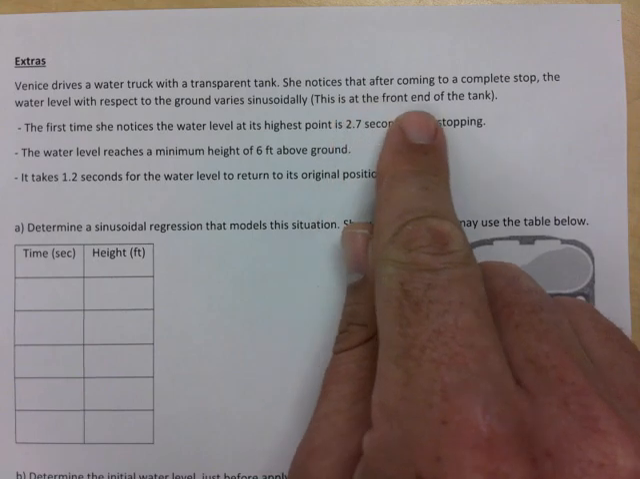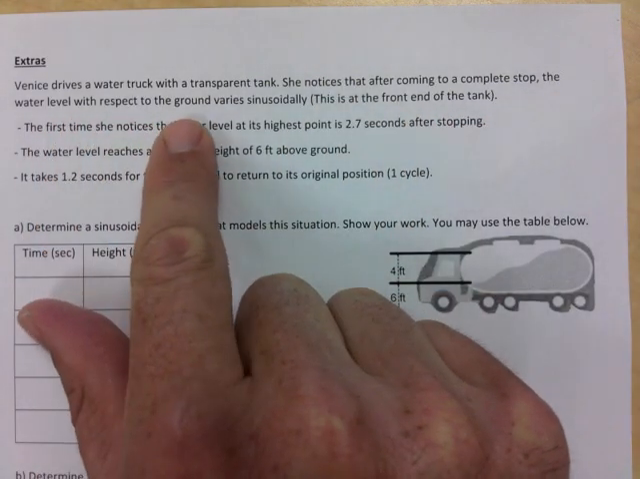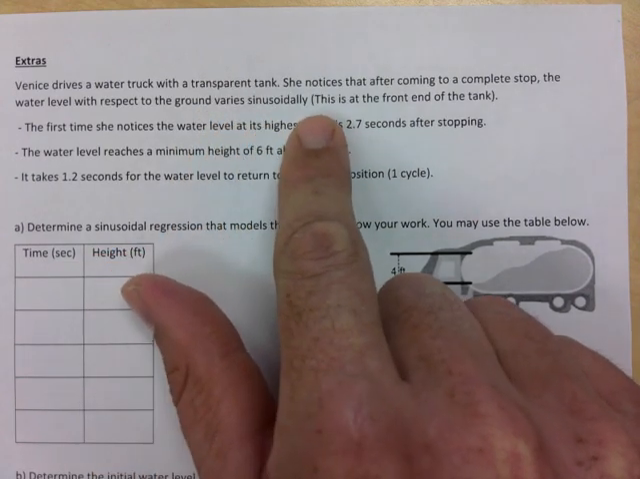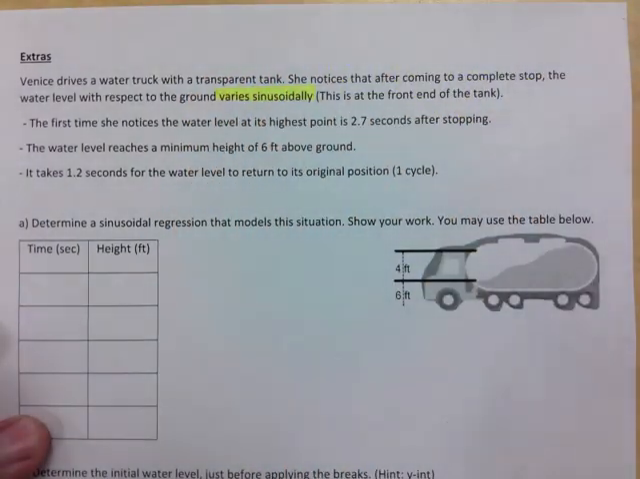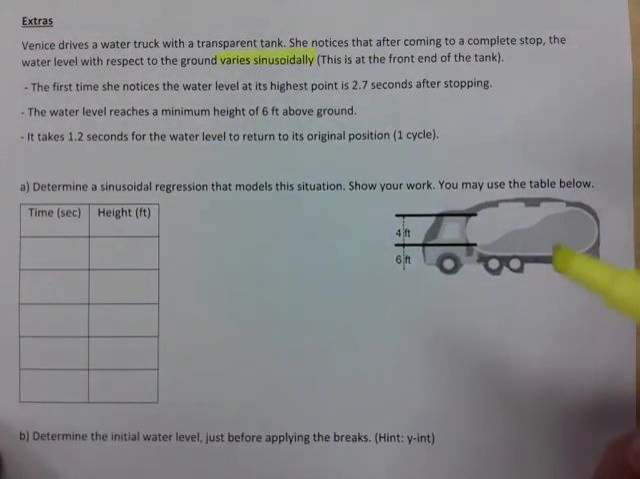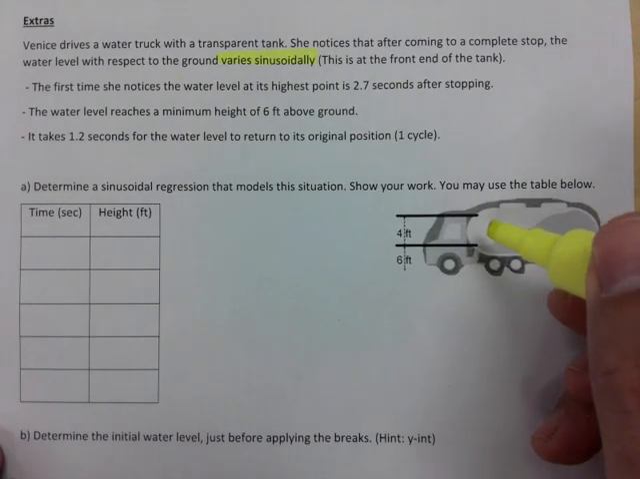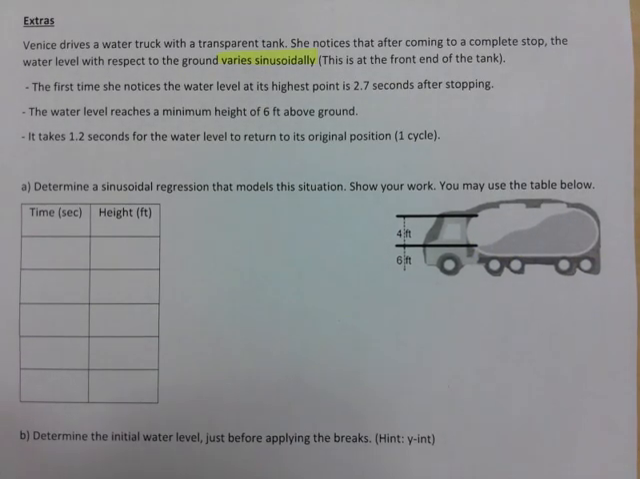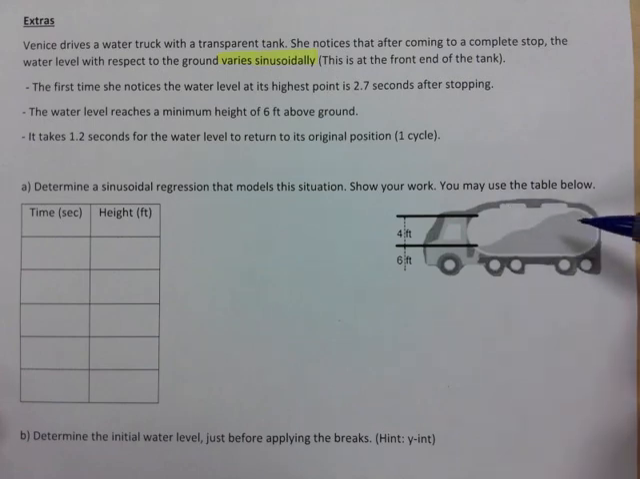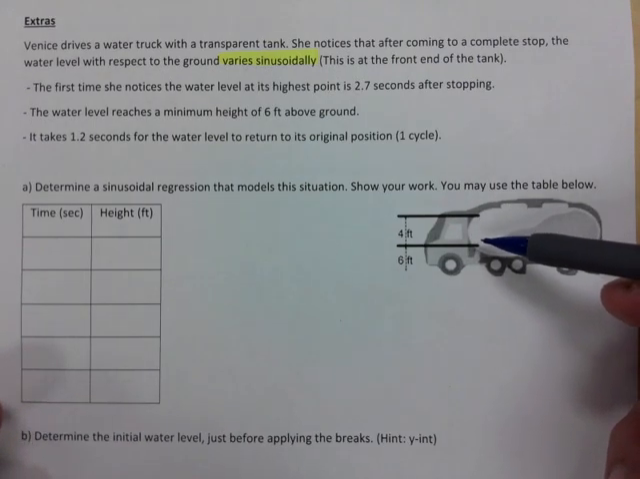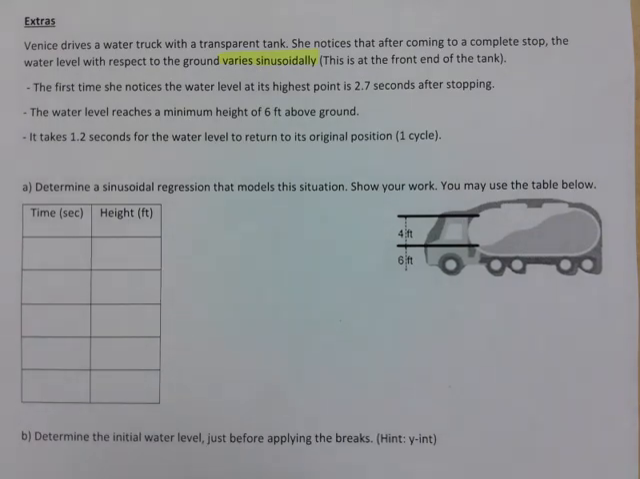So Venice notices that after coming to a complete stop, the water level with respect to the ground varies sinusoidally, and this is at the front end of the tank, right? If something varies sinusoidally, you know that there's a repeating pattern to it. Particularly when we look at the front of this water truck, if you come to a complete stop, the water will swing back and forth, right? If you just look at this front end here, the water level will go down and up, down and up. Obviously not indefinitely, but it can be observed at first as having a repeating pattern.